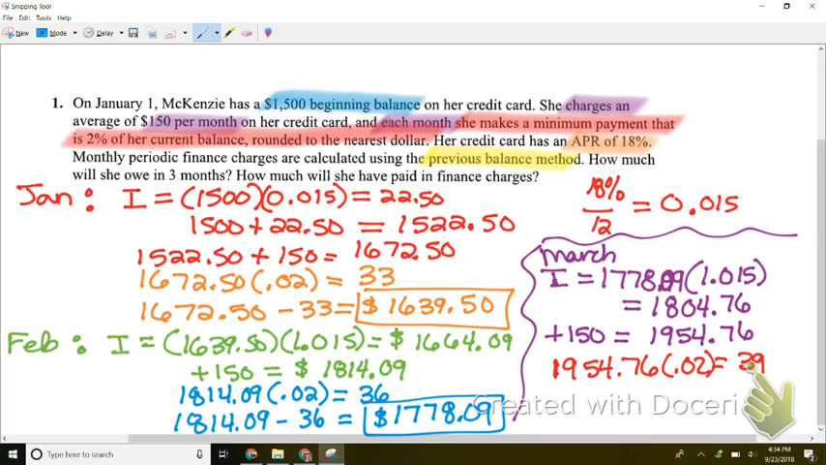That is $39. Payments get subtracted, so we take her balance after the purchases and then subtract her payment, and her balance at the end of March would be $1,915.76. So you can see that even only spending $150 every month, her balance continues to increase while making the minimum payments.